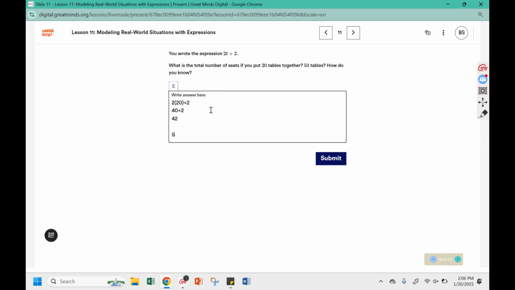If I did 50 tables, I replace the t with 50 because there's 50 tables, and add 2. 2 times 50 is 100, and 100 plus 2 is 102. And I've showed how I know by replacing it in the expression.